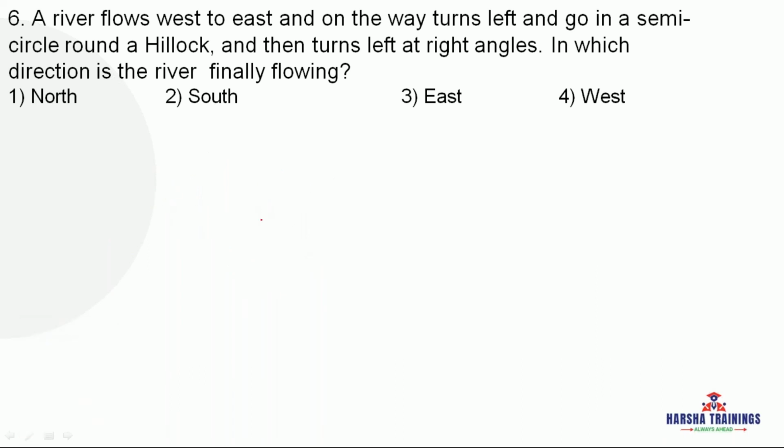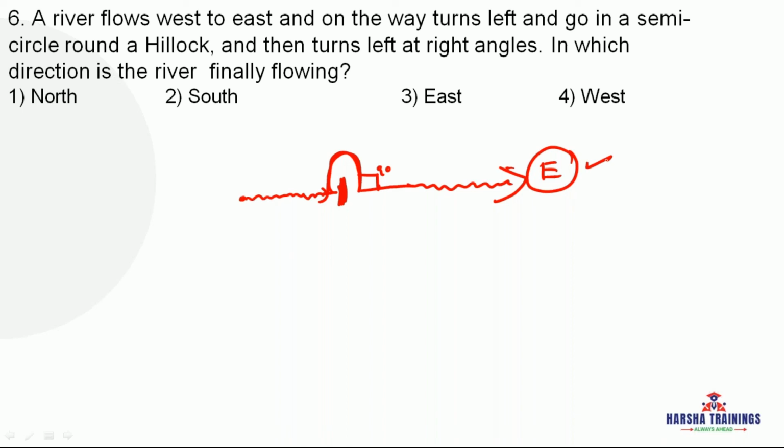Again, river problem. A river flows west to east. One hillock, for example. Move on to the left-hand side. This is the left-hand side. Form a semicircle. Again, this is a right angle, 90 degrees. And again, the river is flowing. In which direction was the river flowing? East direction. Is it clear?